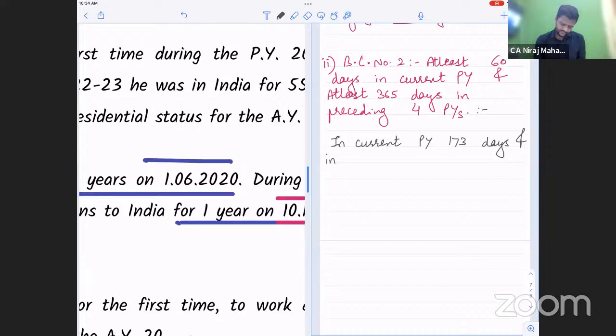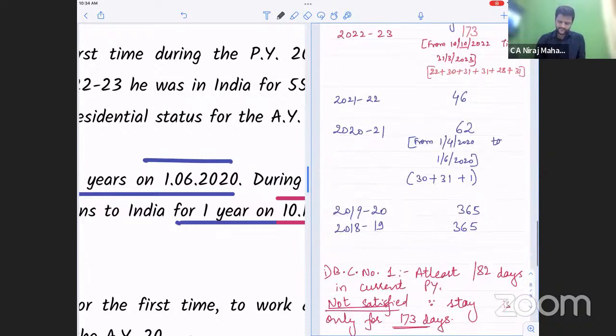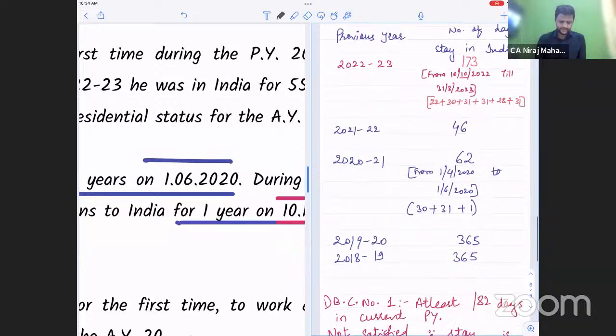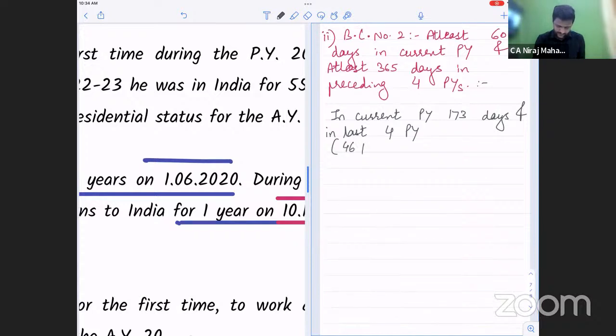And in the last 4 PY, I'll write in brackets the days. Definitely satisfied. 46, 62, 365, 365. I'll write the days. Okay, 46, 62, 365 plus 365 is how much?